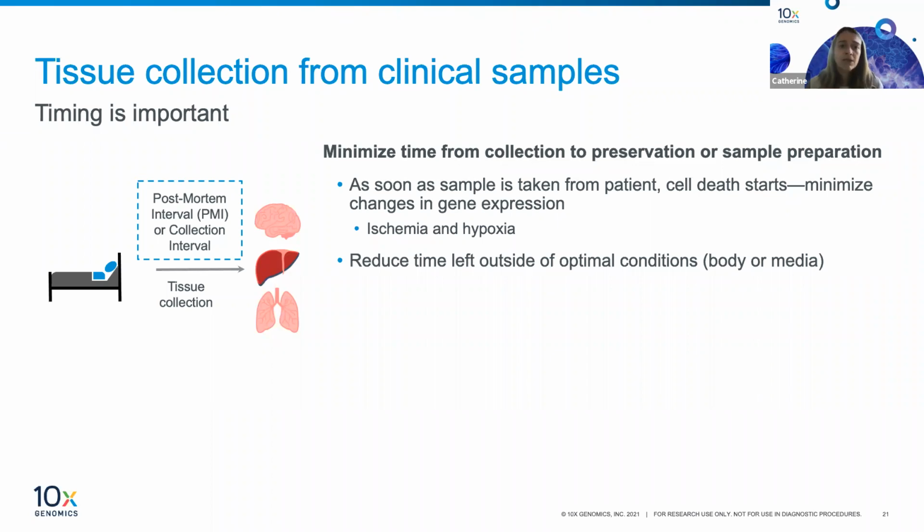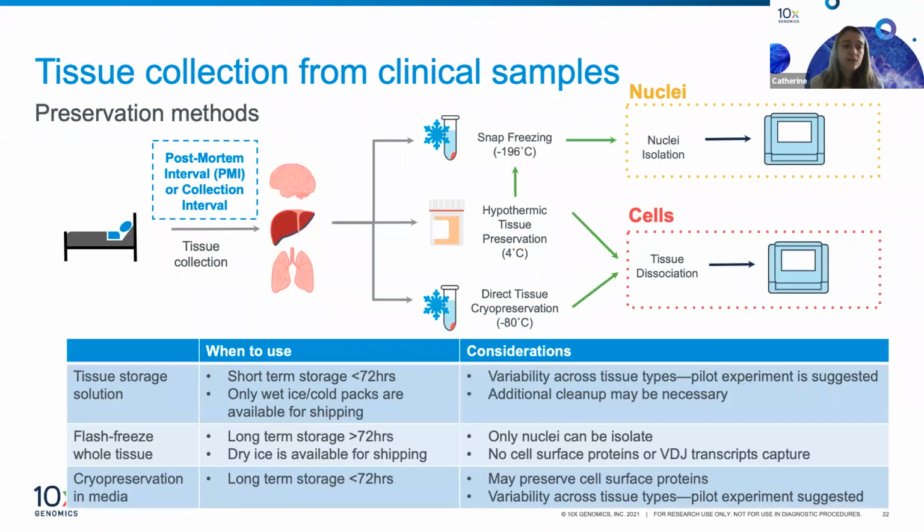So you want to minimize the time between taking that tissue you want to work with and either preservation or sample preparation for the single cell solution. You want to minimize the time that it's left outside those optimal conditions. A lot of people ask us, how do I preserve my tissue if I want to work with tissue, but I can't prepare it straight away? There are options out there. These are just some options for you to consider. They are going to be highly variable depending on the tissue type you're working with. All of these would require optimization in your hands, but there are some things to consider.